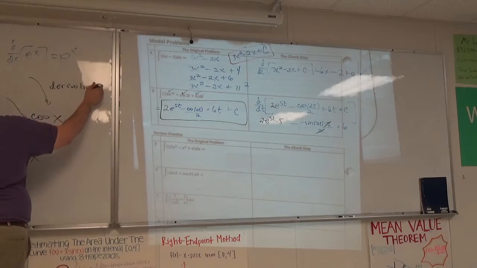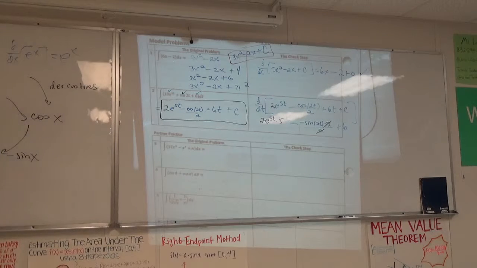Anybody know the antiderivative of sine of x? Negative cosine. Negative cosine of x. Antiderivative of negative cosine of x? Negative sine. Negative sine of x. Antiderivative of negative sine of x? Cosine. Positive cosine. Antiderivative of cosine? Positive sine. Positive sine. When you're going this way, we're talking about integrals. We're talking about antiderivatives.